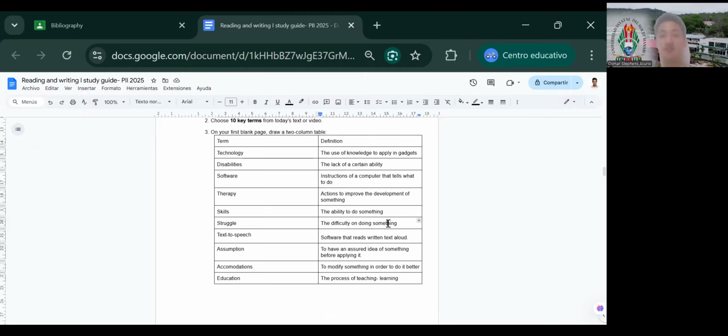Text-to-speech, it's a software that reads written text aloud. Assumption, to have an assured idea of something before applying it. Accommodation, to modify something in order to do it better. And education, the process of teaching and learning.